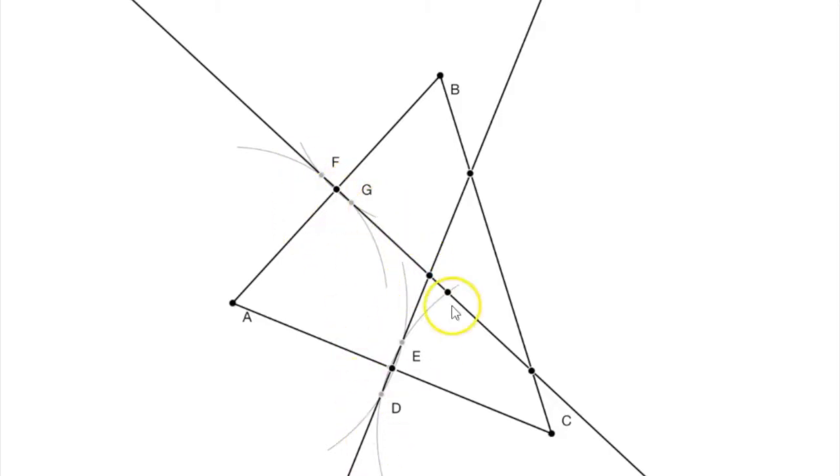Perpendicular bisector this side. Now you could do the third side, but actually it will go through this, so it's okay to do that. I'm going to shortcut this a little bit. This is called the circumcenter.